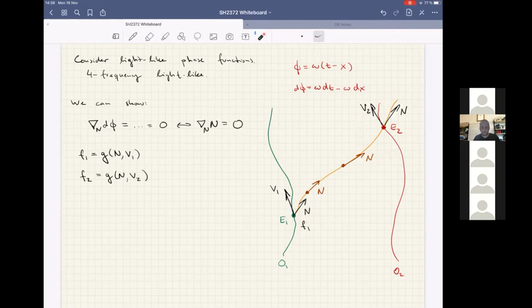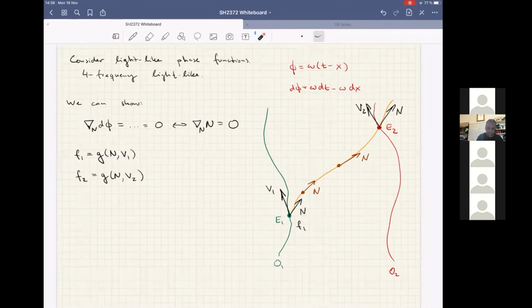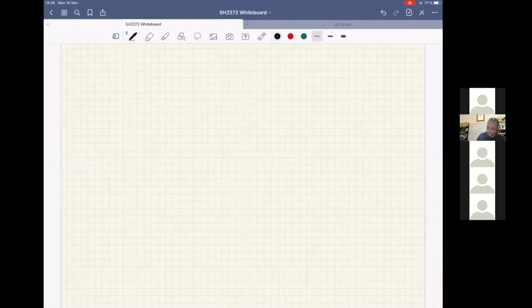So this was all rather theoretical. So let's take an example of this, and then we come to questions. So the example, which hopefully is going to be a little bit more hands-on. Let's consider the Doppler shift in Rindler coordinates.